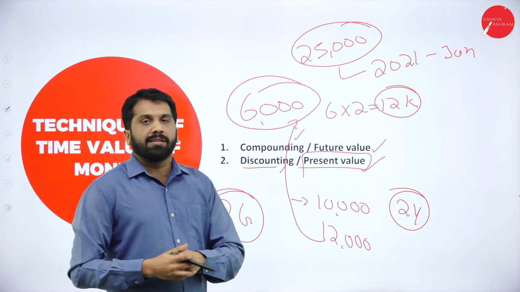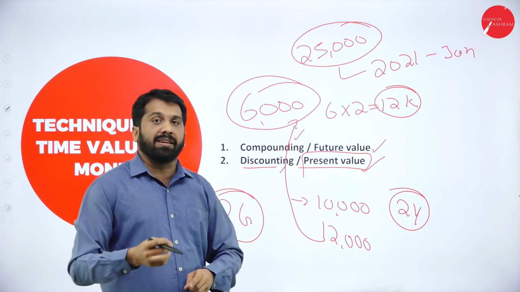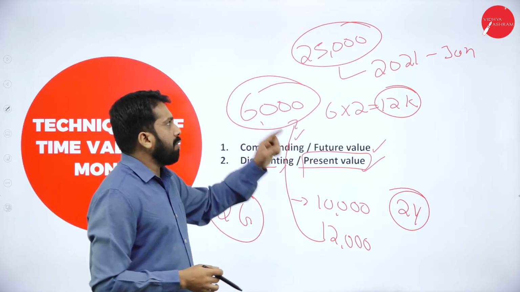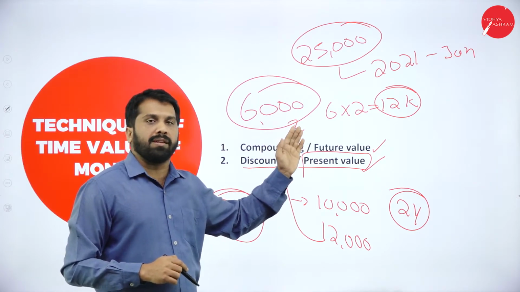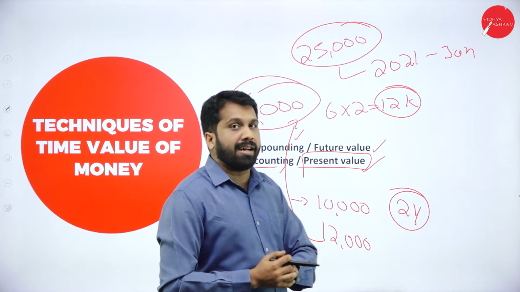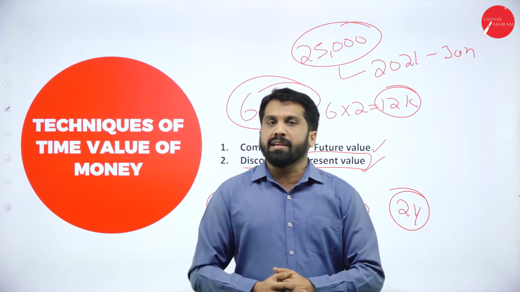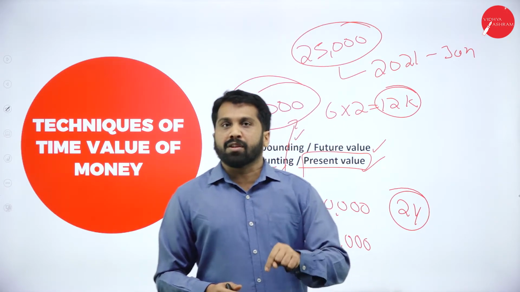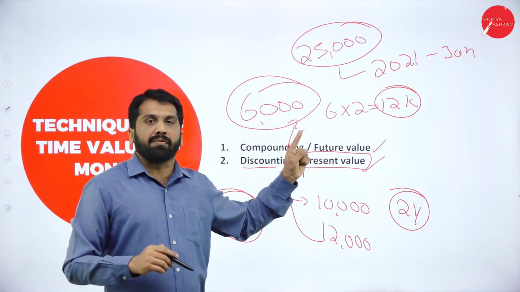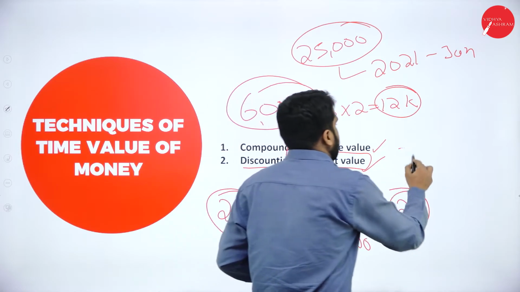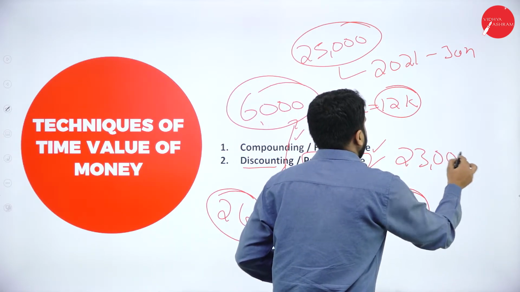What can be done? So I go to the bank. I'll request the banker. I want 25,000 now only. Can you do something for me? Yes. The banker will say, yes, I'll do it for you. You need not wait till January. Today only you will get your amount. But I can't give you 25,000. I'll give you 23,000. How much is the banker ready to give?